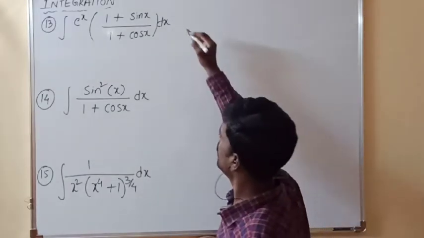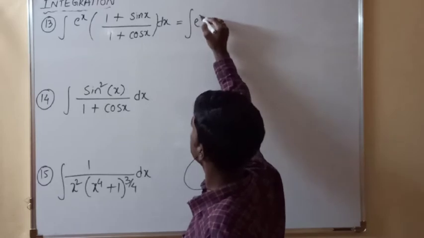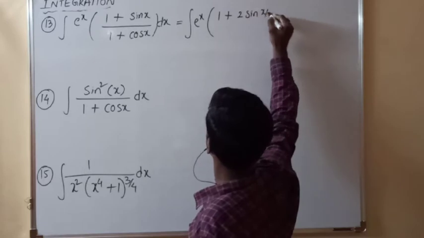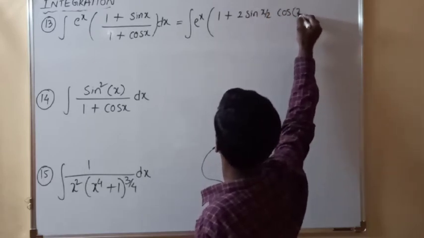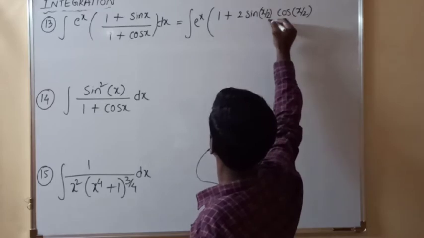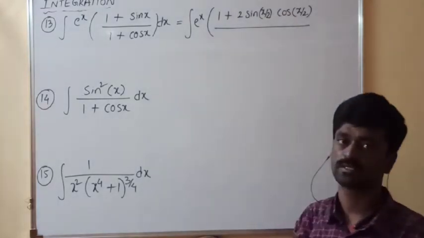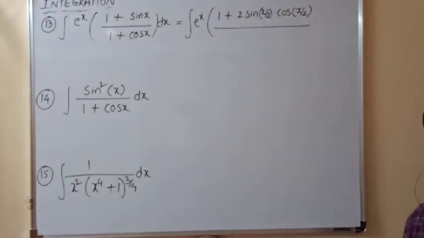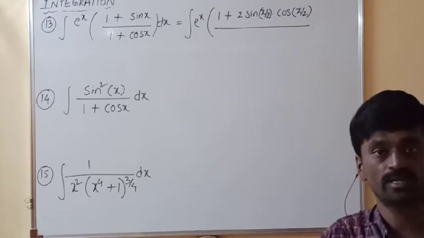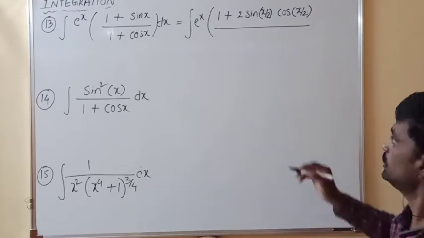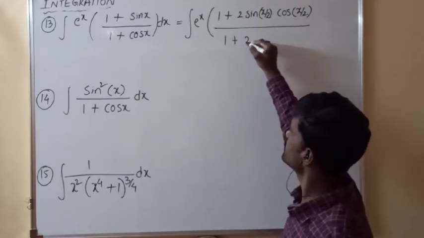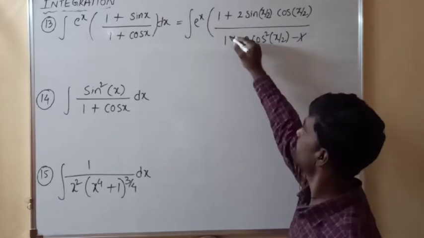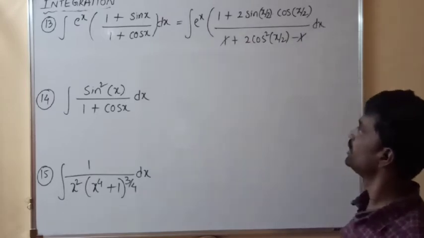Okay. So it is equal to integral e power x into (1 plus sin x), where the half angle formula for sin x is 2 sin x by 2 into cos x by 2, divided by 1 plus cos x. To cancel that 1, we have to use the corresponding cos x formula: 2 cos square x by 2 minus 1. So 1 plus cos x is 2 cos square x by 2. This minus 1 plus 1 gets cancelled, into dx as it is.